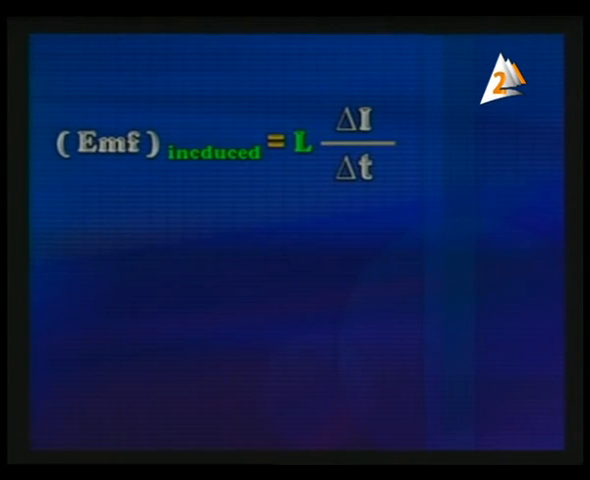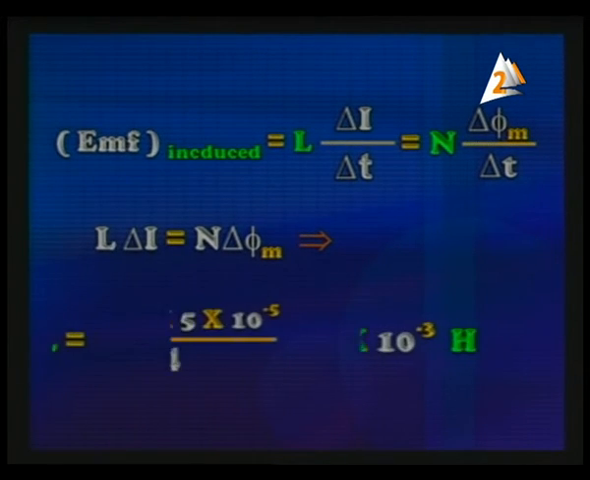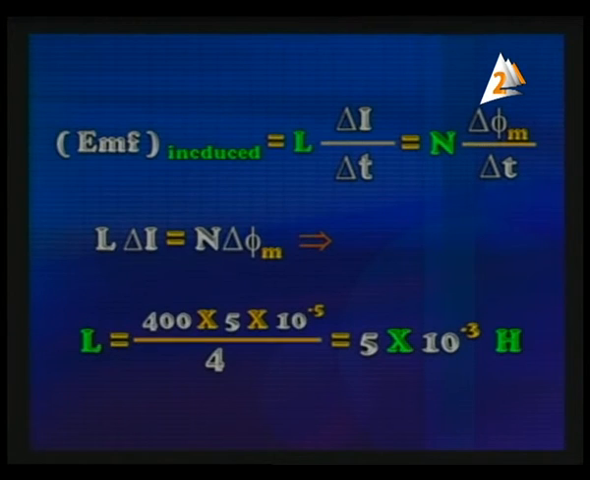And what about the EMF induced? It is equal to L ΔI over Δt, and also equal to N Δφ magnetic over Δt. So L ΔI is equal to N Δφ magnetic. So self-inductance is equal to 400 times 5 times 10 power negative 5 over 4. It is 5 times 10 power negative 3 Henry.